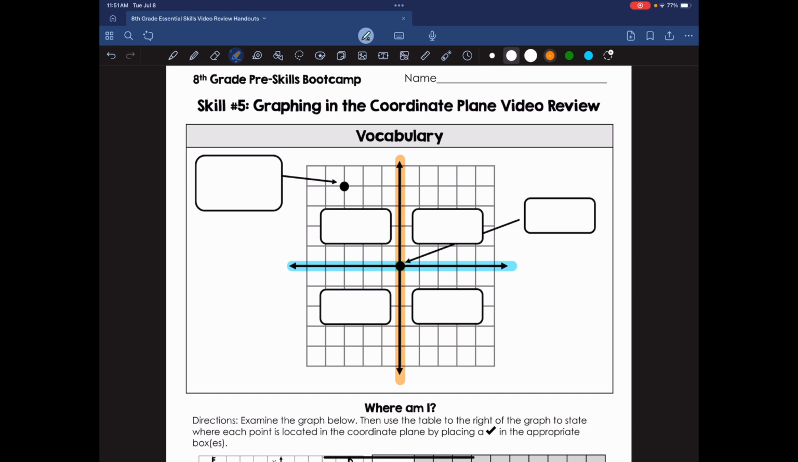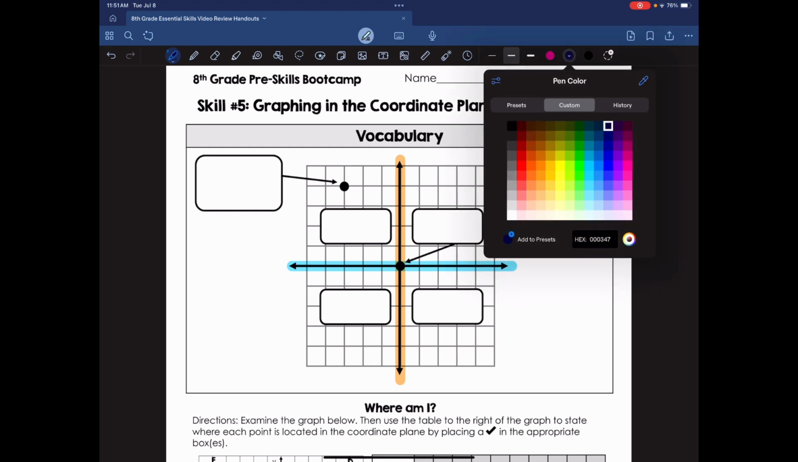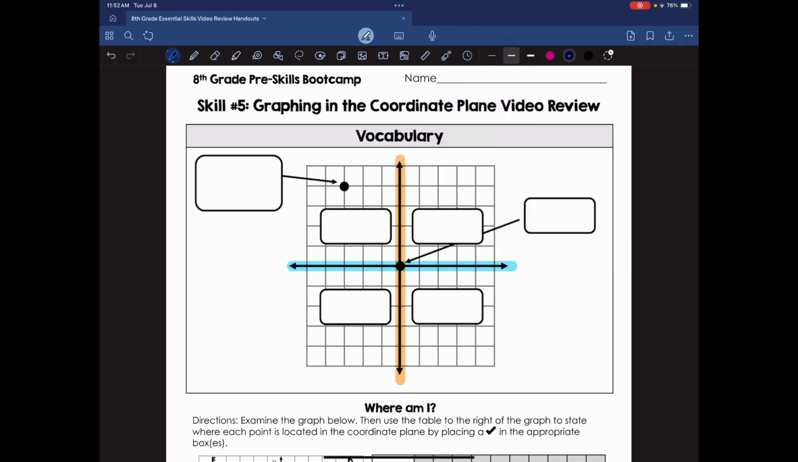If you remember, this point here in the middle is called the origin. And it's called the origin because that is where we begin to plot all points from. It has the coordinate 0, 0. So if you're sitting right here at this point, you're at the beginning of where we're going to be graphing from, and it has the coordinate 0, 0.